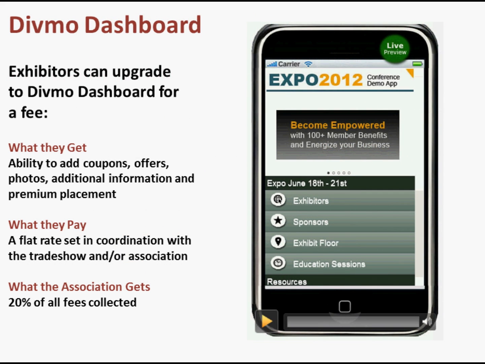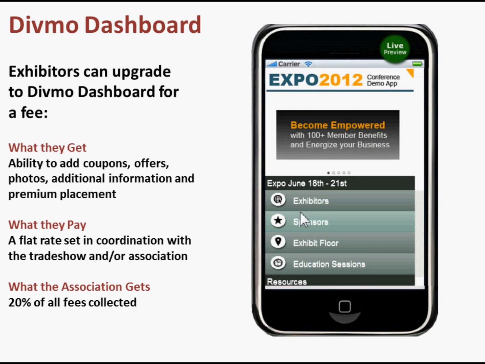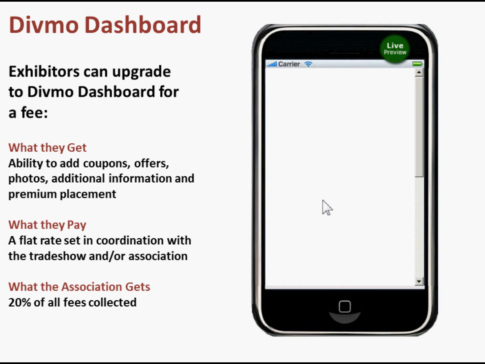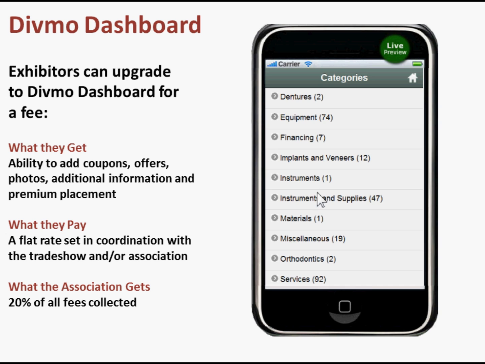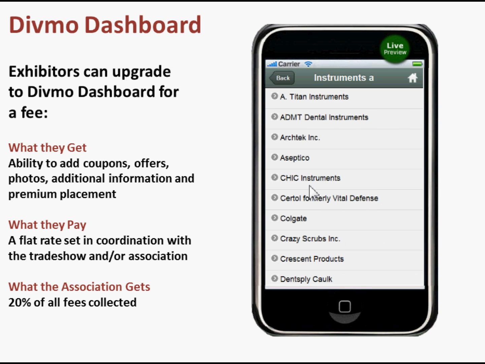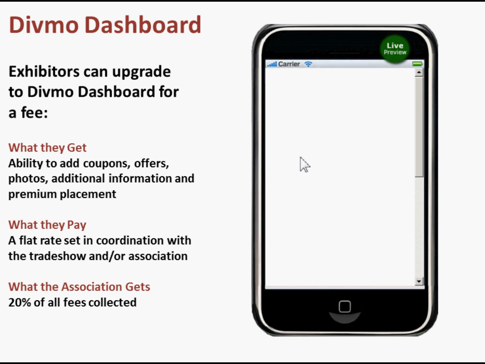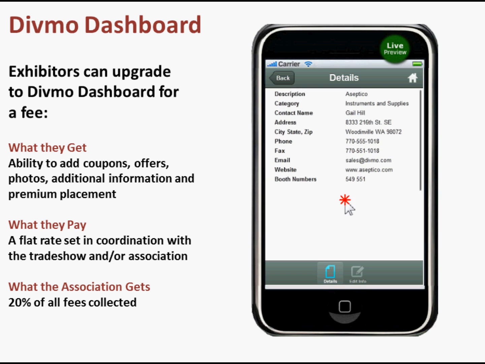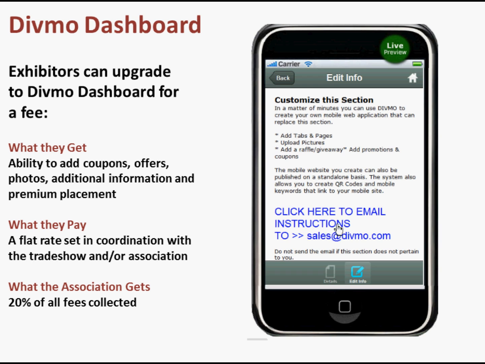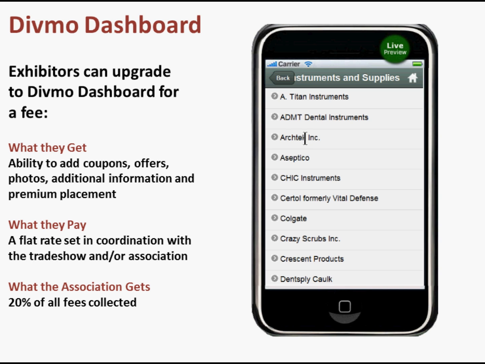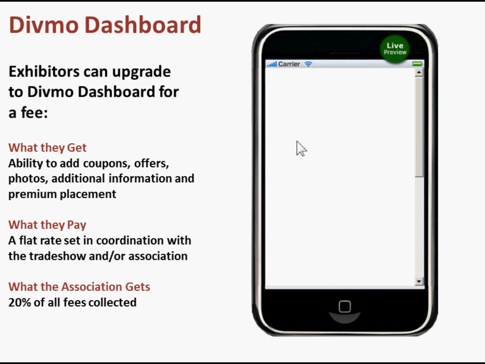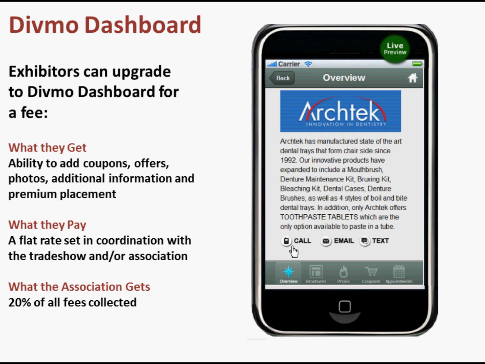Let's take a look at the DIVMO dashboard and compare it to a standard listing within the exhibitor's directory. The exhibitor's directory is organized by categories. In this particular case, we selected medical instruments, and we'll look at a standard listing. This is basically loaded from a spreadsheet. The exhibitors can upgrade their listing by simply following the instructions in the email. Now let's take a look at an upgraded listing in DIVMO dashboard. This is an upgraded listing.